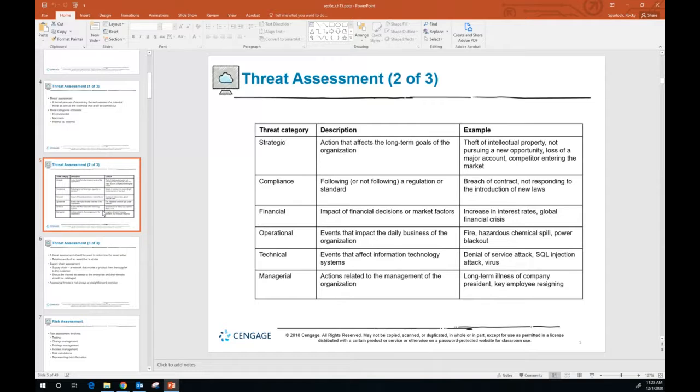Compliance is following or not following a regulation or a standard. So that could be a breach of contract or not responding to the introduction of new laws. Financial threat is the impact of financial decisions or market factors. So this could be something as simple as interest rates increasing, or a global financial crisis can be a financial threat.